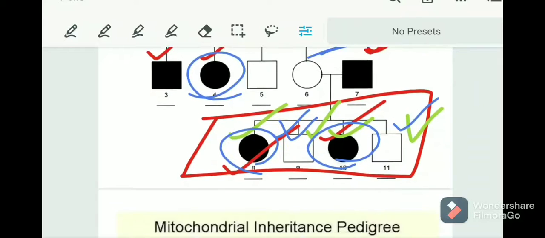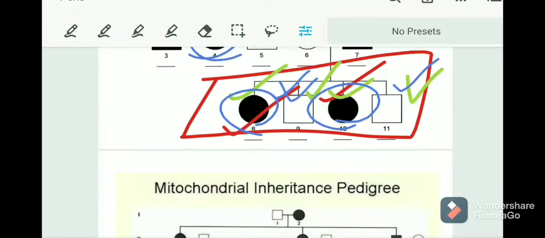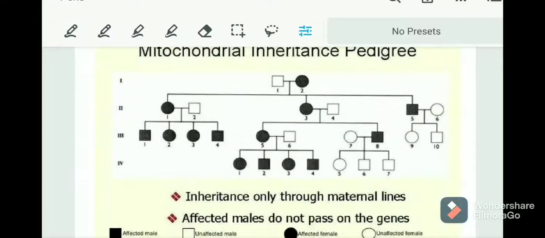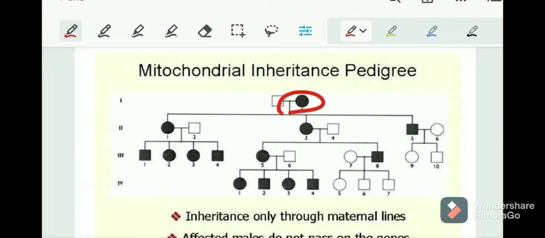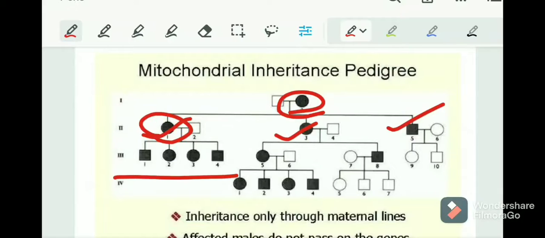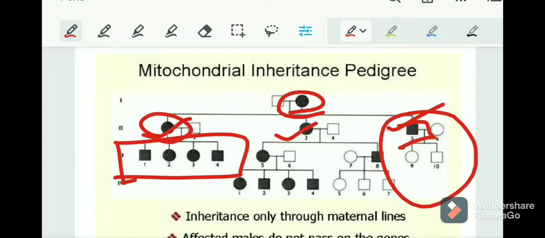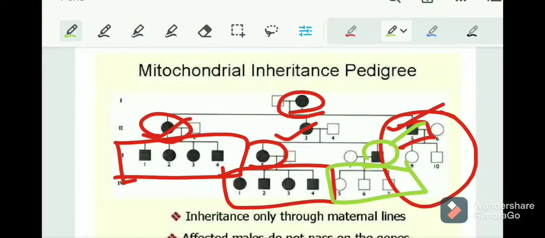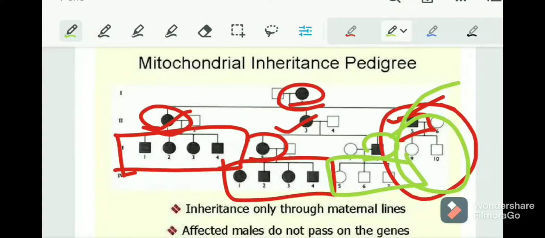Now there is another pattern, that is mitochondrial. What I said in mitochondrial is, see, the female is affected, and from the female all the children will be affected. From the female all the children get the disease. But from the male no one is affected. Okay, from the female all the children are affected, and from the male no one is affected. So this is mitochondrial inheritance pattern.